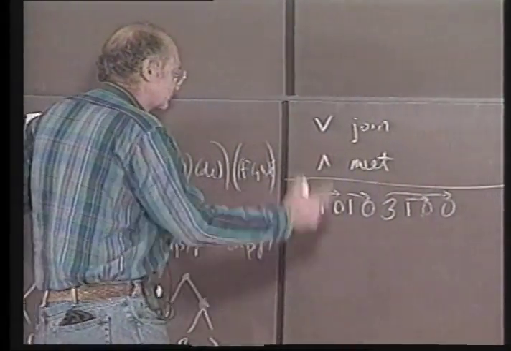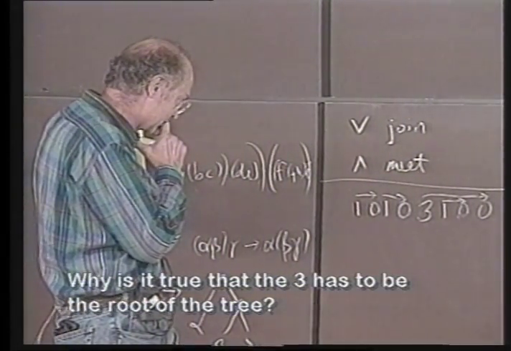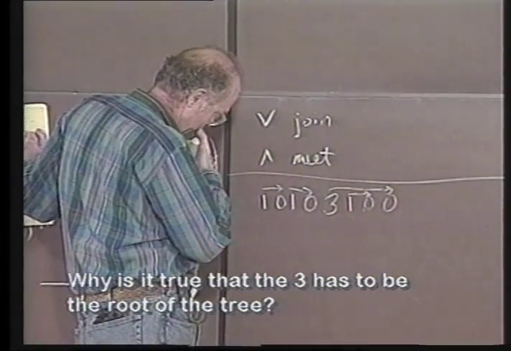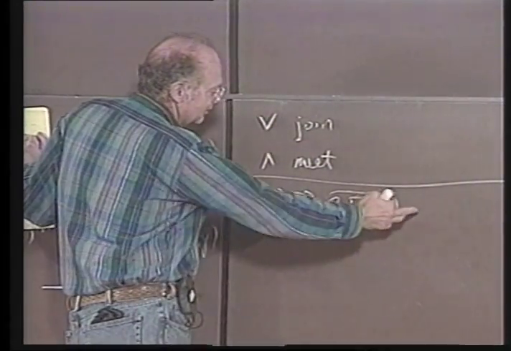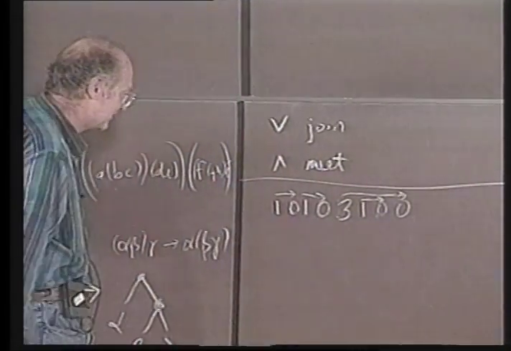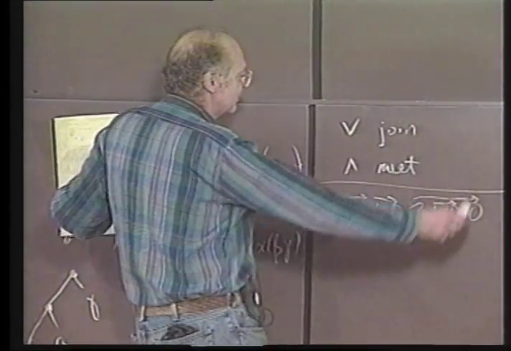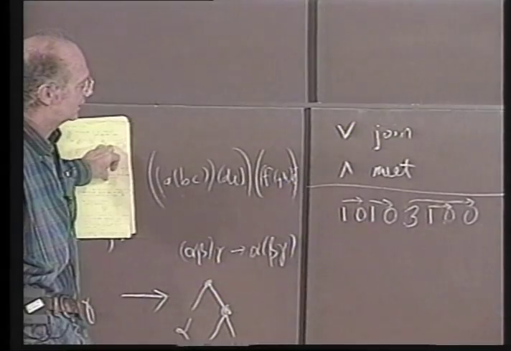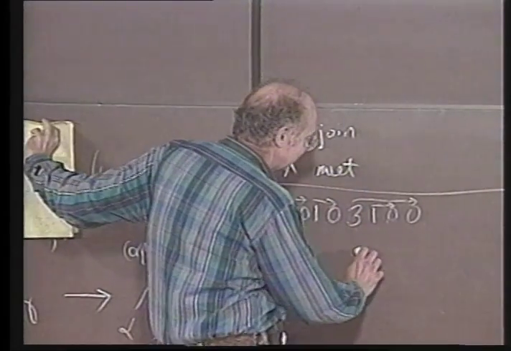Okay, well, now why is it true that this has to be the root of the tree? Well, because if somebody included this as a subtree, it would have to have more than 3 nodes in it, and 3 is the biggest number. So that was too easy. If I started out with a more complicated example, the largest number isn't always the root of the tree, but in this particular case it is. So anyway, that identifies 3 as the root of the tree.